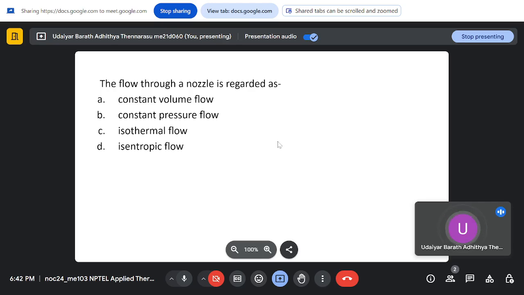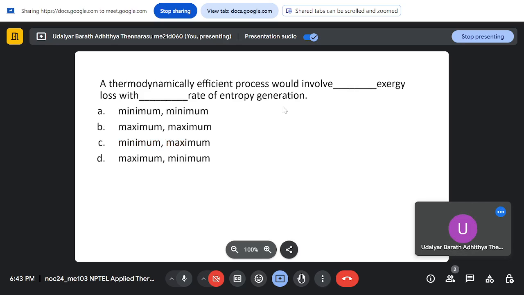So next is, flow through a nozzle is regarded as A, constant volume flow, B, constant pressure flow, C, isothermal flow, and D, isentropic flow. So the answer is D, isentropic flow. So you assume that entropy across the nozzle is constant, so you assume it to be an isentropic flow. Because you also assume it to be a reversible adiabatic process, hence isentropic flow.